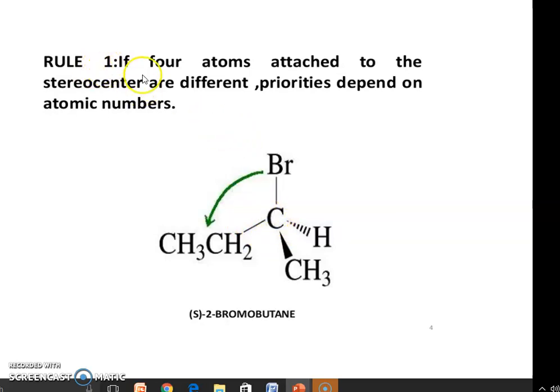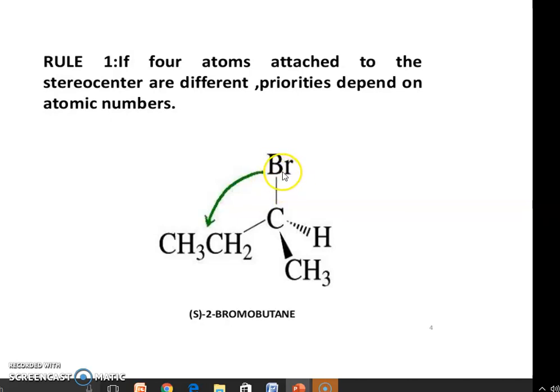So the first rule says, if the four atoms attached to the stereo center are different, then the priorities depend upon the atomic number, as I discussed in the previous video. Here, this is a chiral center, or stereo center. We can see carbon is bonded to bromine, hydrogen, a methyl group, and an ethyl group. So these are four different atoms or groups of different priorities, and these priorities depend upon the atomic number.